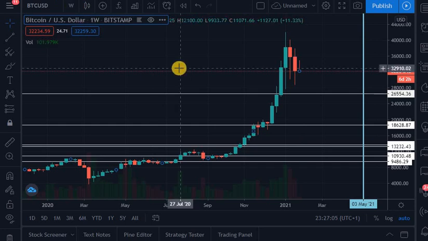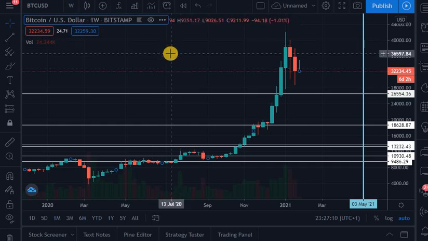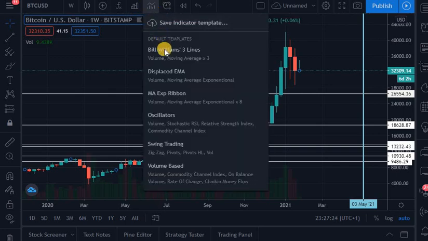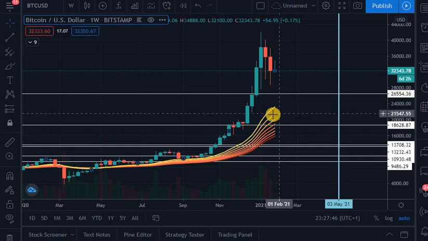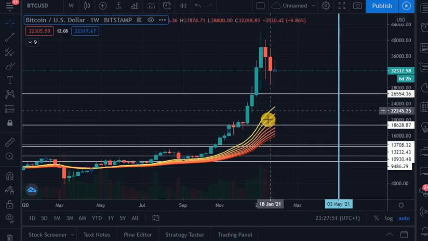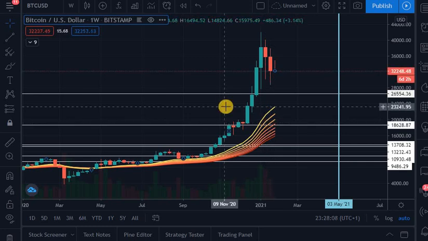For me to show you this strategy, we'd have to use a template called the moving average ribbon. Now for us to use this template, you would have to go up here where it says indicator templates. Then you have to click on it. You have to go down to the MA exponential ribbon. Then you click on it. These colorful lines right here are the moving average exponential ribbon. Let me show you how this moving average has effectively worked in investing in Bitcoin over the years.